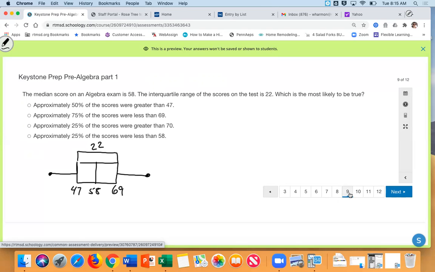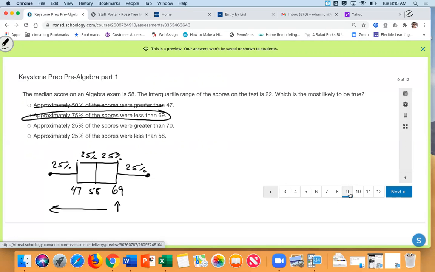All right, so 25% is here, 25% is here, 25 is here, and 25 is here. So is it approximately 50% of the scores were greater than 47? Oh, that's no, because it's just 75% of the scores. Approximately 75% of the scores were less than 69. So 69 is right here. Less than would be all of this. 25, 25, 25, that's 75. So I think it's that.